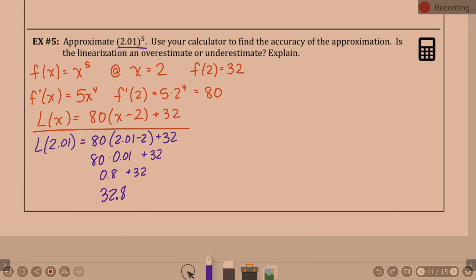And that right there is our f(2.01) is approximately equal to L(2.01), which gave us the 32.8. Now, that's that part. They ask us to find the accuracy of the approximation, which means they want to know the amount of error.